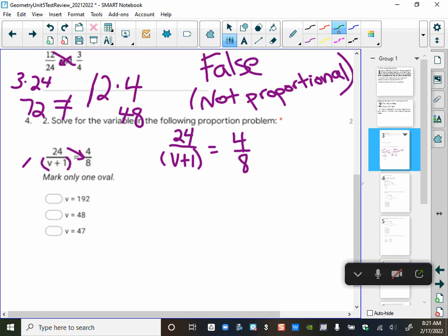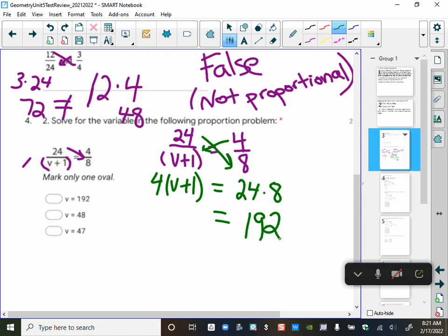Let's do our diagonal multiplication. 24 times 8, what is it? 192. Good. Now, there's 4 times v+1. What property is taking place here?